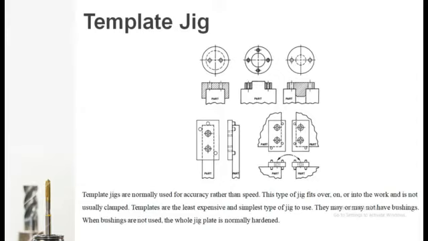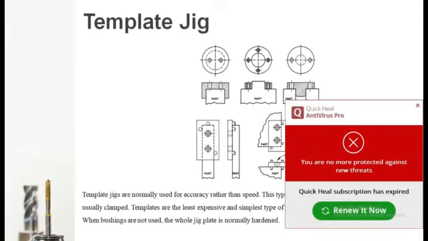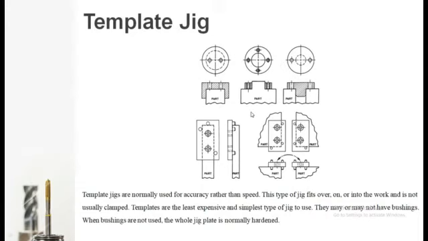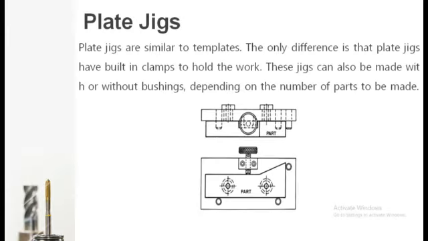As I said earlier, the jig is the basic component that is mainly used while you are carrying out a drilling operation, especially a drilling operation repeated many times. Next is a plate jig.